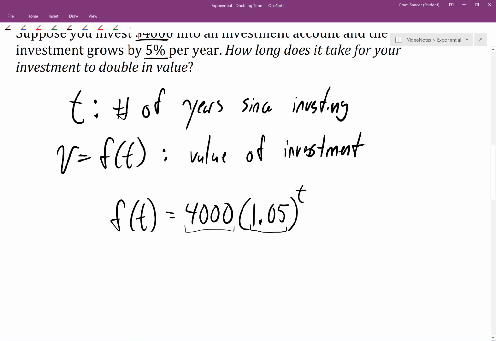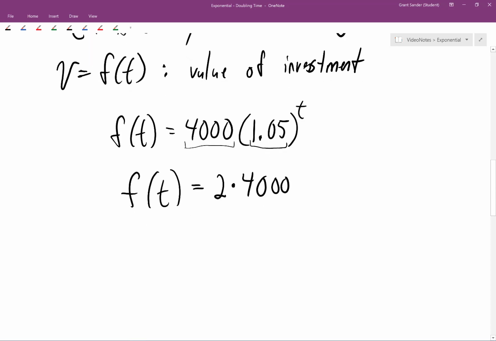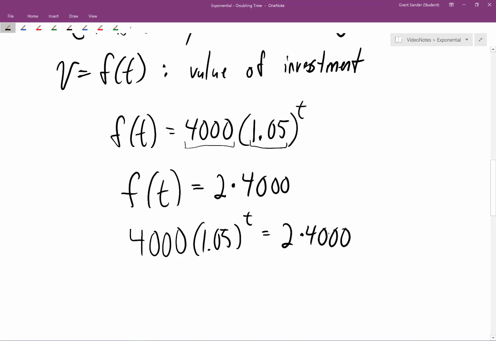If we want to know when the investment doubles, we want to know when our output, f of t, is equal to 2 times our initial investment. So we want to know when this is equal to 2 times our initial investment of $4,000. Now to solve this equation, it's the same equation as 4,000 times 1.05 to the t is equal to 2 times 4,000. 2 times 4,000 is just equal to 8,000.